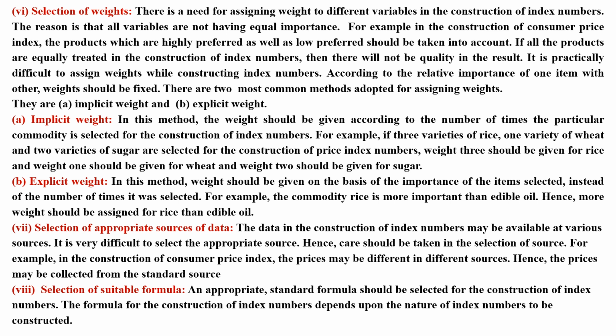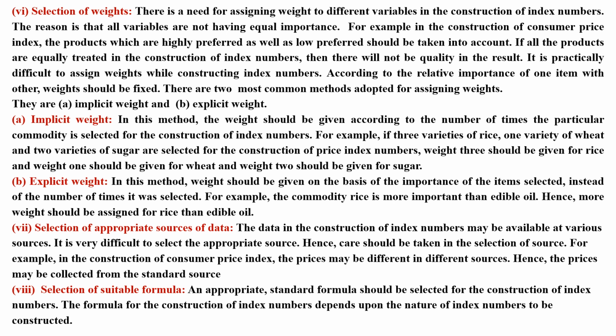B. Explicit weight. In this method, weight should be given on the basis of the importance of the items selected, instead of the number of times it was selected. For example, the commodity rice is more important than edible oil. Hence, more weight should be assigned for rice than edible oil.